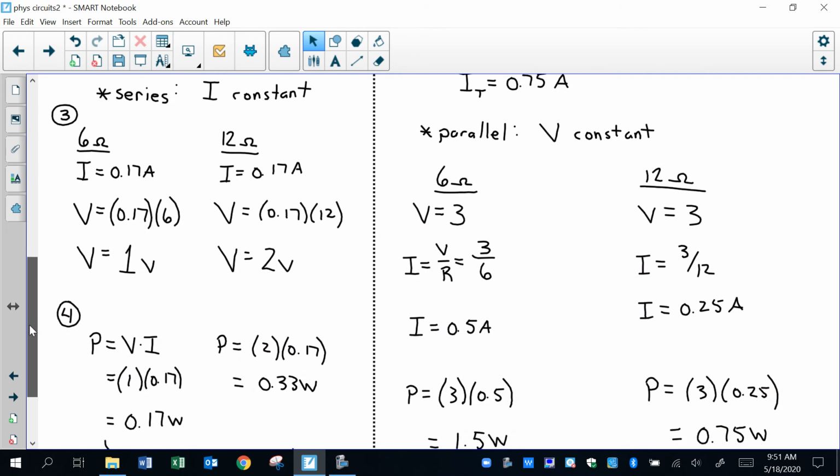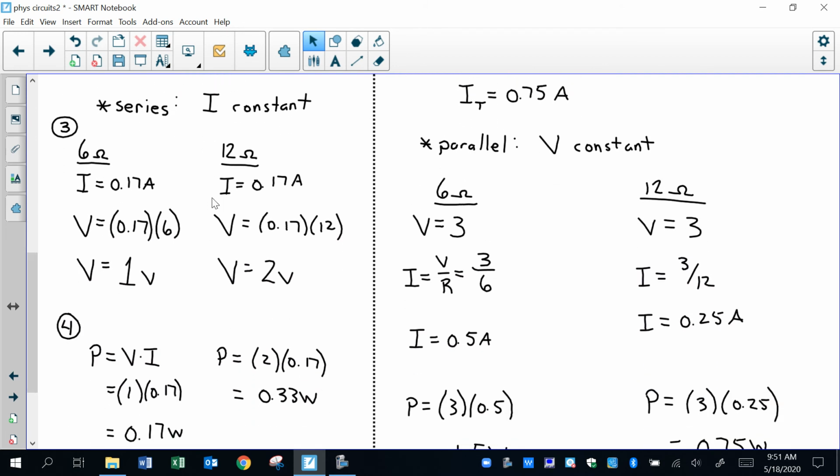Voltage is a constant. So instead of bringing down my current like I did here, I'm going to bring down my voltage, 3 and 3. And now what I'm going to do is calculate I. I get 0.5 amps and I get 0.25 amps. And I can double check my work. These two numbers added up gives me 0.75. That's the total. So I can use the junction rule.